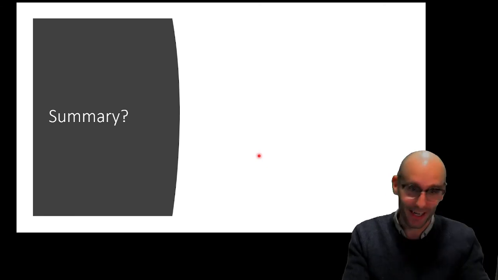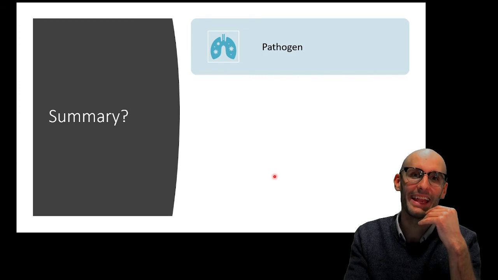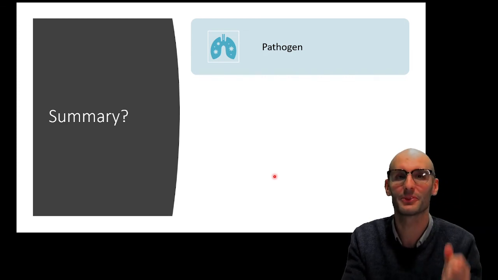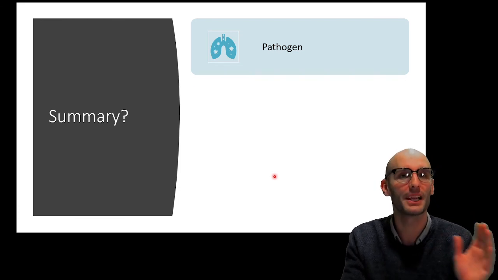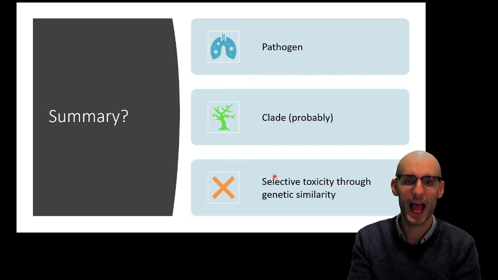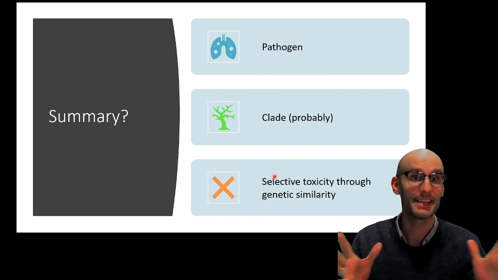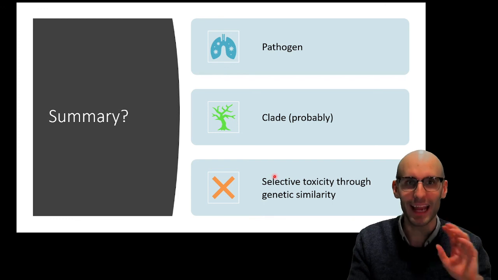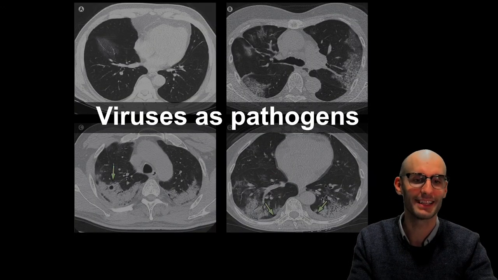So in summary, wow, that was a big one. They are pathogens, and they're obligate parasites. They have to get into us. We don't typically call them parasites because they're not alive, they're not organisms, but they're obligate pathogens. They are probably a clade, but targeting them through selective toxicity by targeting genetic similarity is not likely. So that's the summary of the introduction of viruses. Up next, we're going to go over viruses as pathogens.